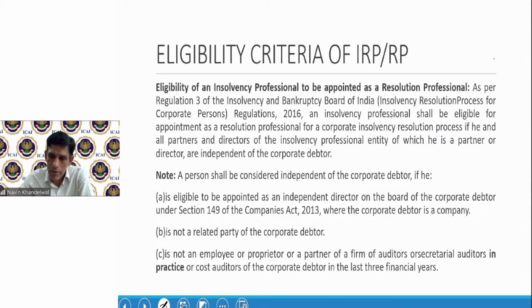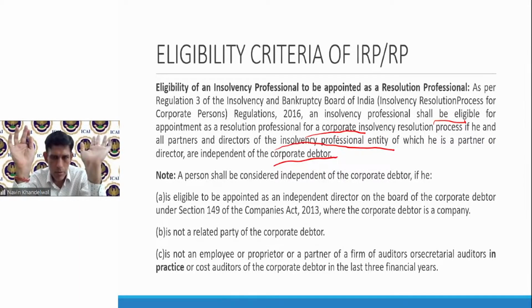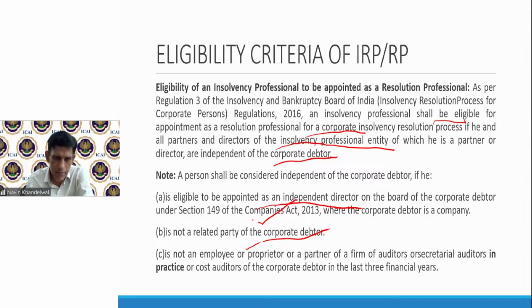So what is the eligibility criteria? Obviously, apart from clearing the exams, who can appear, that is irrespective. But for a particular CD, who will be appointed? He shall be eligible for appointment as RP for the CIRP if all partners and directors of the IPE, of which he is a partner, are independent of the corporate debtor. So that means he should be independent of the corporate debtor. Second, he is eligible to be appointed as an independent director on the board of the corporate debtor. When will he be considered as independent? When he is eligible to be appointed as an independent director, he is not a related party of the corporate debtor.